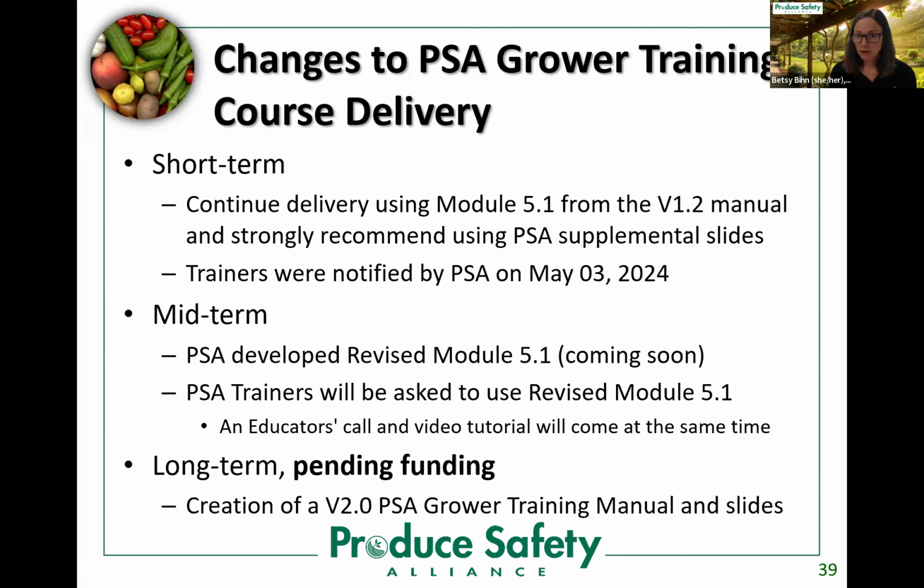I want to bring up, we've shared this a few times, but I want to bring it again to all your attention: the grower training course delivery. In the short term, you still deliver 5.1. I want to encourage everybody to use those PSA supplemental slides, which were based on the 2021 proposed revisions. As I mentioned earlier, they line up well with what we're seeing. So in the meantime, use those and tell the folks this is where it's settled. We sent an email on May the 3rd. As a trainer, you should have received that. If you didn't, check your junk mail.